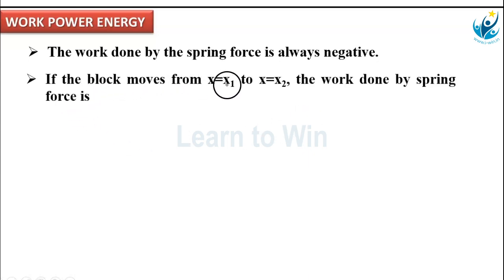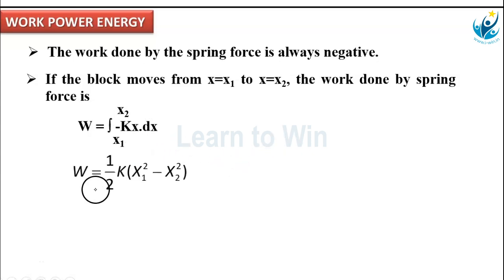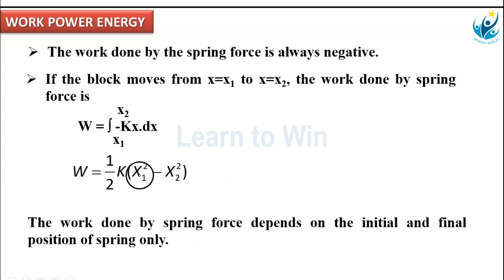If the block moves from some position x1 to another position x2, the work done by the spring force is W equal to integral minus kx dx, limits are x1 to x2. That is, after integration we get W as half k into x1 square minus x2 square. What is this? Work done to elongate the spring from x1 displacement to x2 displacement. Hence, the work done by the spring force depends on the initial position and final position of the spring. This is about potential energy, gravitational potential energy and potential energy of the spring.